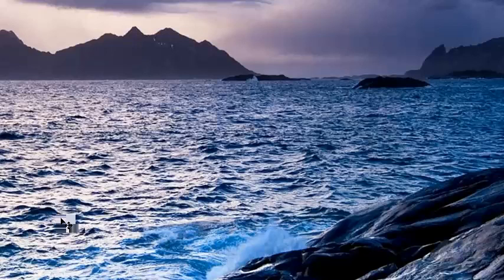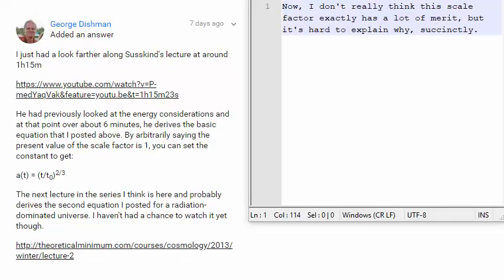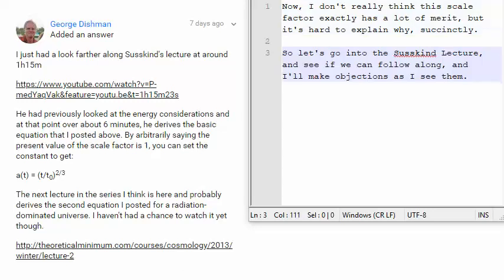I was asking about this equation of the scale factor. Now, I don't really think that the scale factor exactly has a lot of merit, but it's hard to explain why succinctly. So let's go into the Susskind lecture and see if I can follow along, and I'll make objections as I see them.